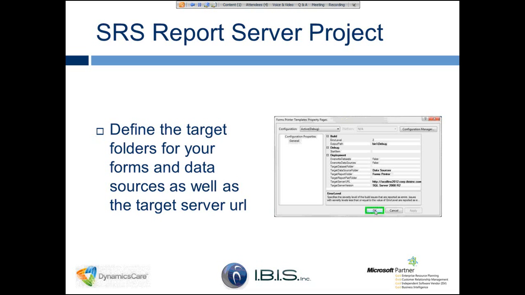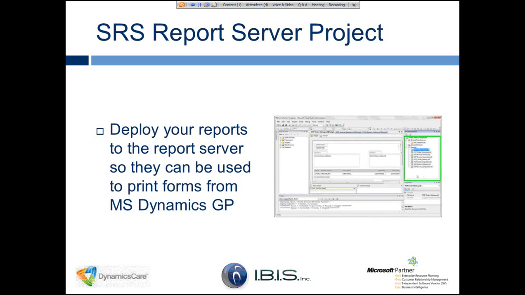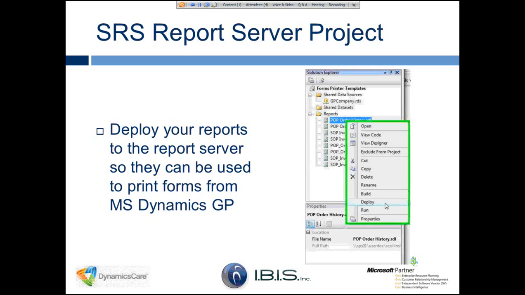And deploying is very easy as well. So you see, once we have the report set up, on the right-hand side of the Visual Studio window, there are the reports that I have available. So all you need to do is right-click on the report you would like to deploy, come down and click Deploy, and that will send this report to the report server that you just set up. And now the report is available on the report server, and Forms Printer within GP can pull these reports to be used anytime you want to print a form out of Microsoft Dynamics.